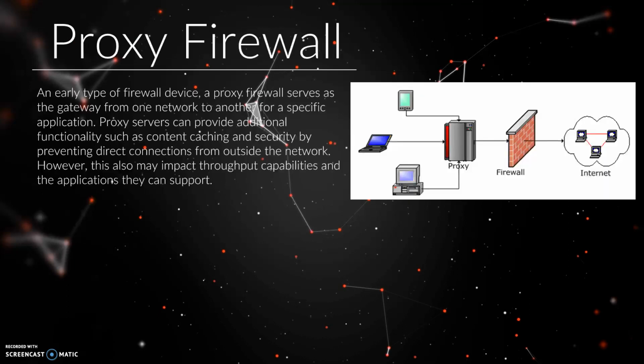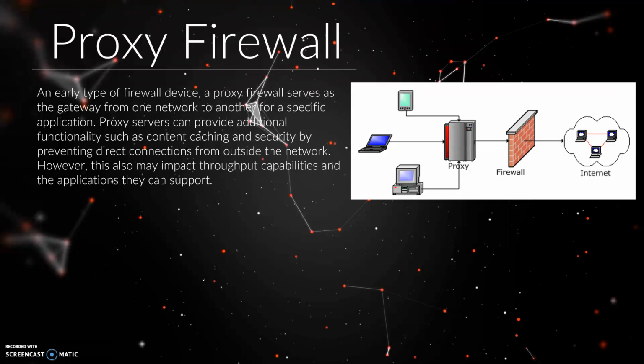So for the proxy firewall, it's an early type of firewall device. A proxy firewall serves as the gateway from one network to another for a specific application. Proxy servers can provide additional functionality such as content caching and security by preventing direct connections from outside the network. However, this also may impact throughput capabilities in the applications they can support.